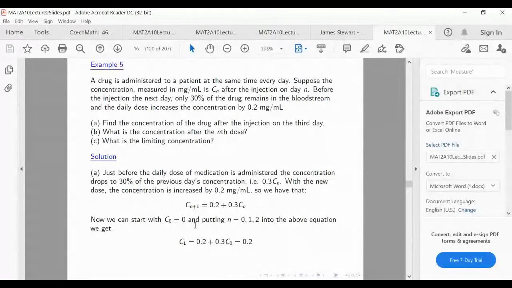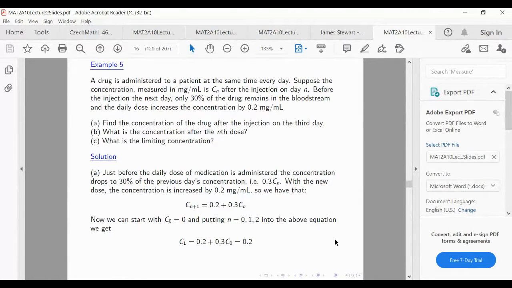So now we can start with C0 equal to 0 and putting N equal to 0, 1, and 2, plug it into the above equation, we get C1 is 0.2 plus 0.3 C0. Now C0 is 0, right? On day 0, there's nothing in the blood and we don't do anything, right?